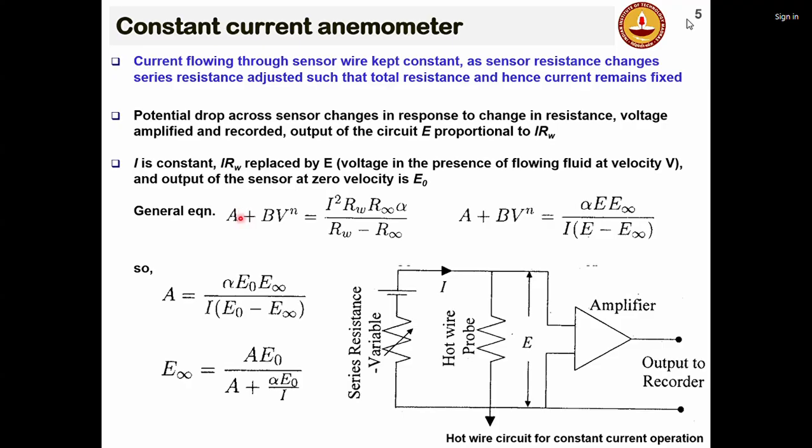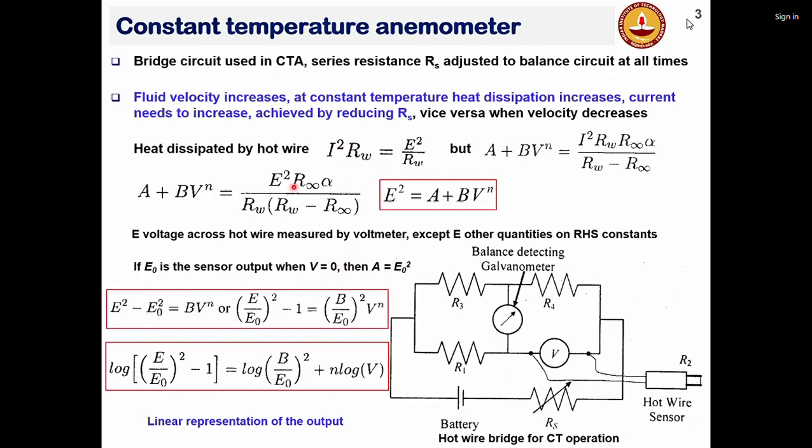So again, you go down to your general equation, the general anemometer equation, which is A plus B into V to the power n is I square RW R infinite alpha divided by RW minus R infinity. Now in this case, the current is kept constant. So you can replace the resistance in terms of current and voltage. So in the previous case, the resistance was kept fixed.